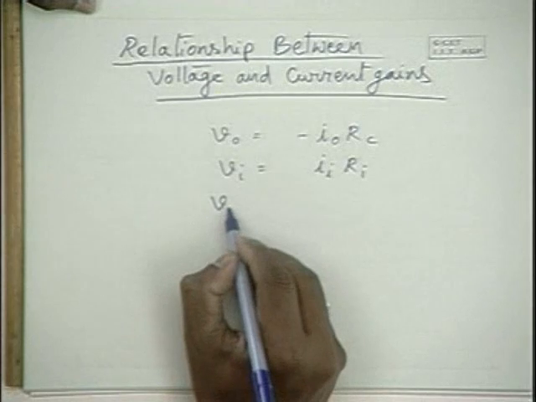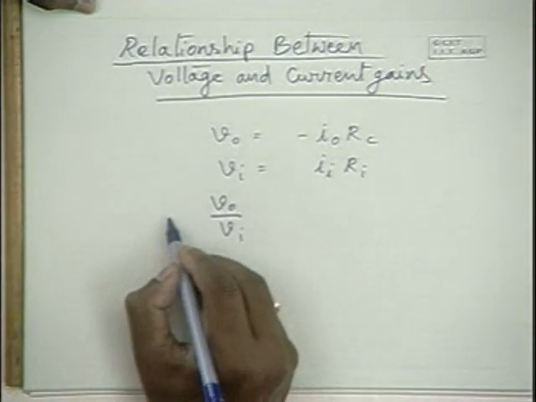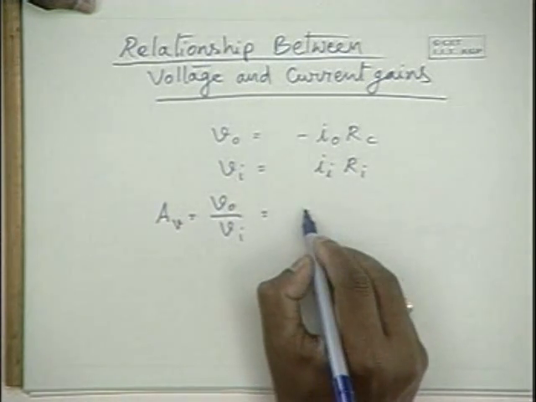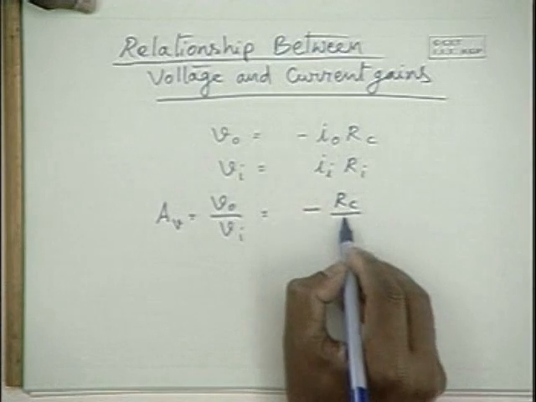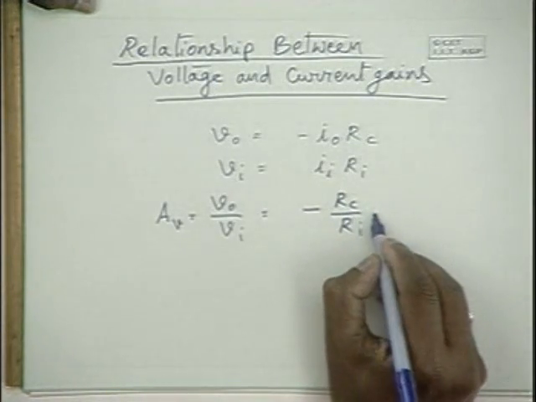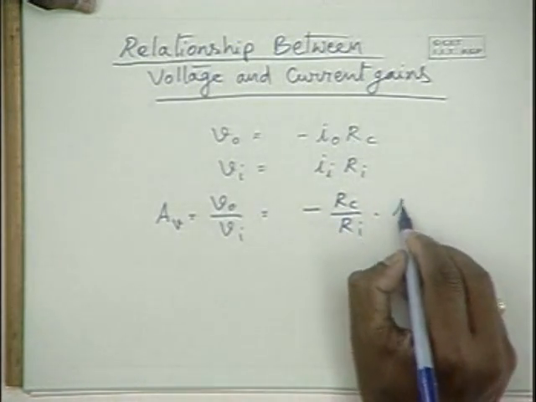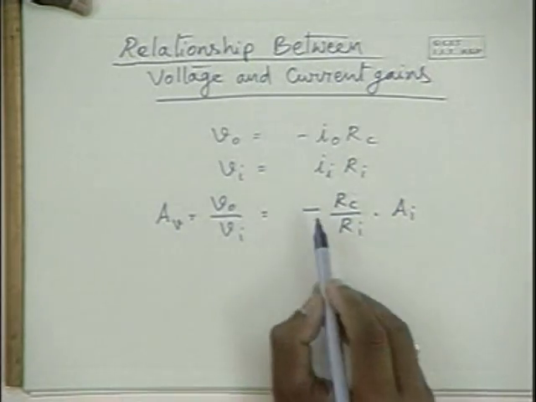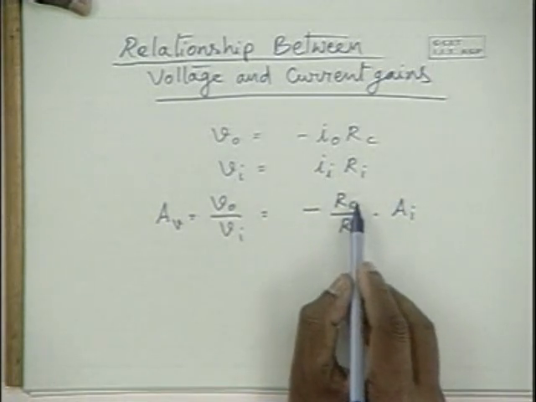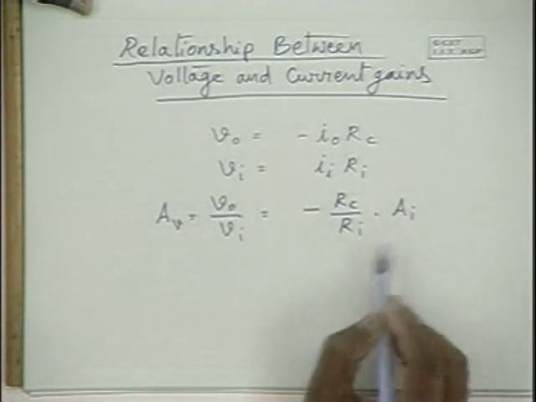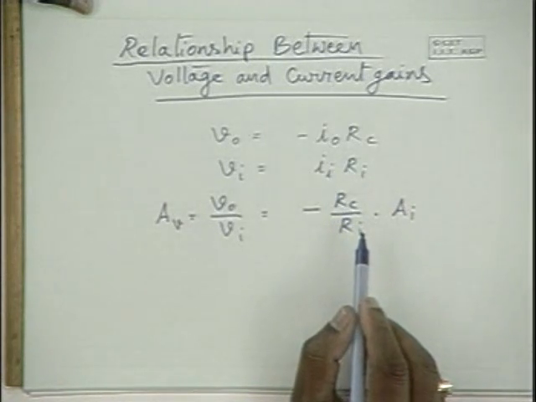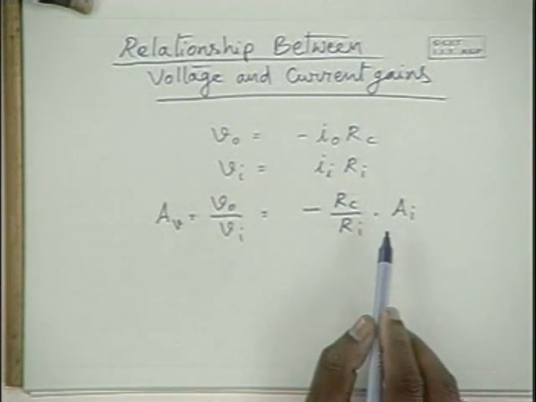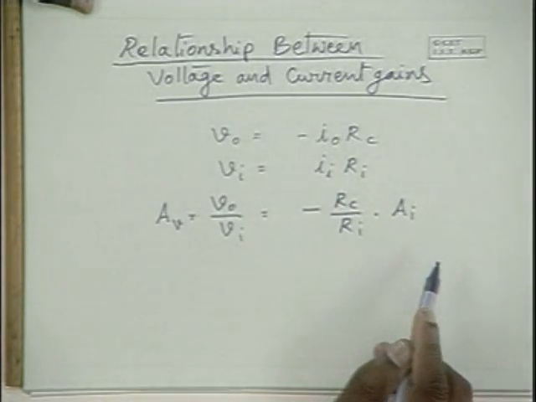Therefore, the ratio V naught by Vi, that is AV, the voltage gain, is equal to minus RC by Ri into I naught by Ii, so that is the current gain. Always the voltage gain is equal to minus RC by Ri into the current gain of an amplifier. So once you compute one of these, the other one can be computed from the same relationship.